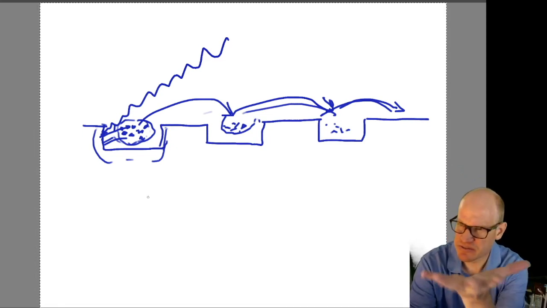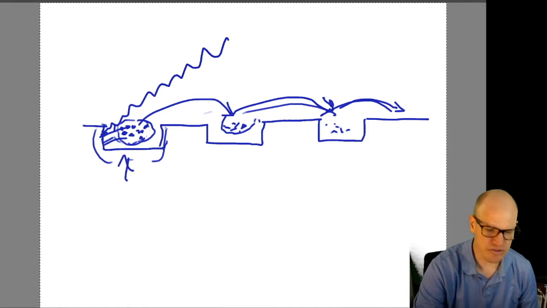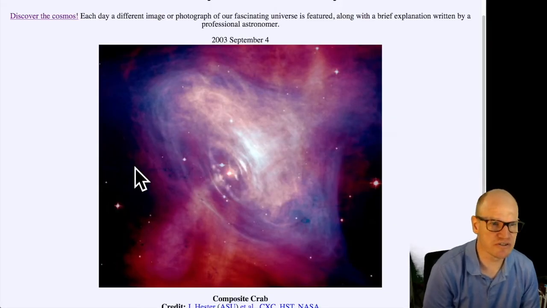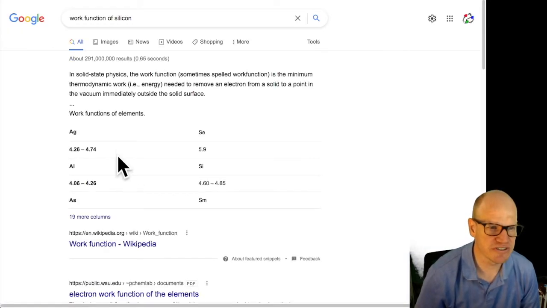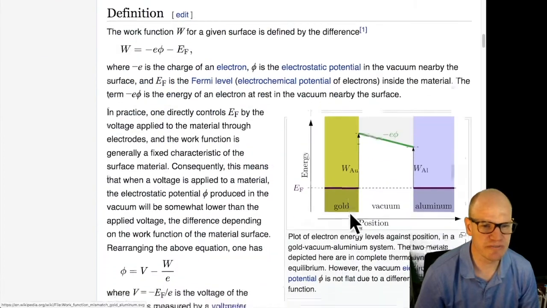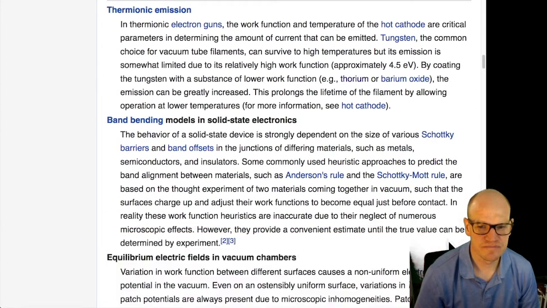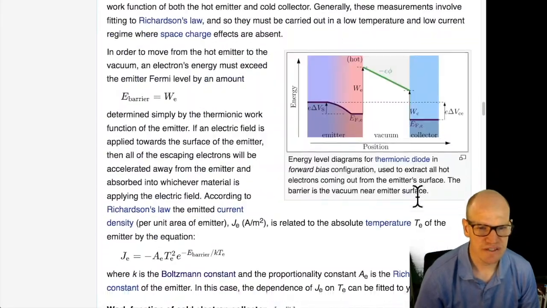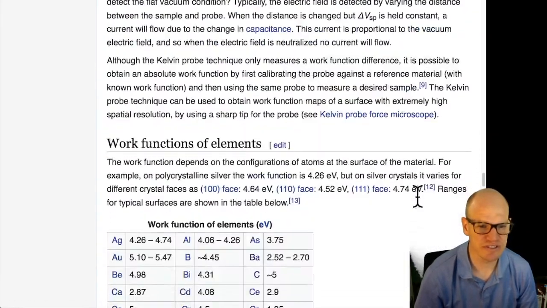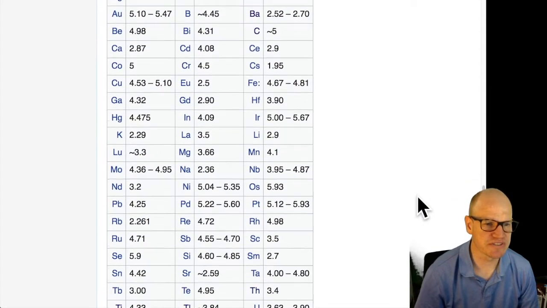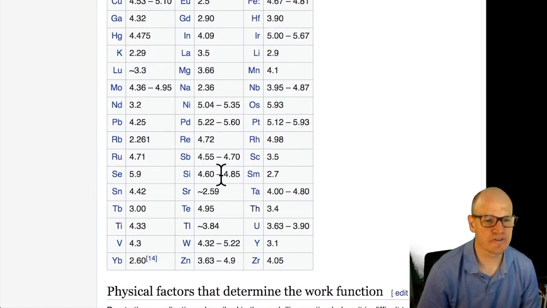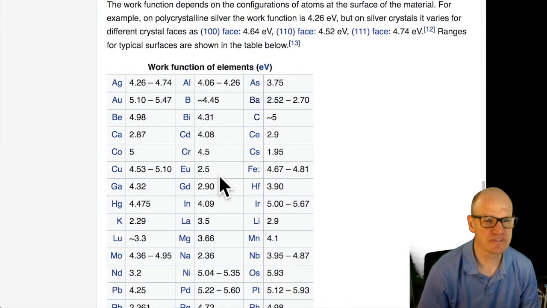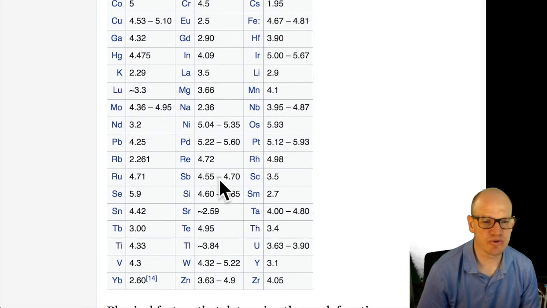If you're using silicon as the basis for your CCD camera, then it's going to have a work function. We can look this up even. Let's take a look and see. What is the work function of silicon? Let's see if we've got a table in here maybe. Here we go. All right, work function of elements. Silicon is on here. Oh, here's silicon. So work function of 4.6 to 4.85 what? Electron volts? Yes, electron volts. 4.6 to 4.85 electron volts.